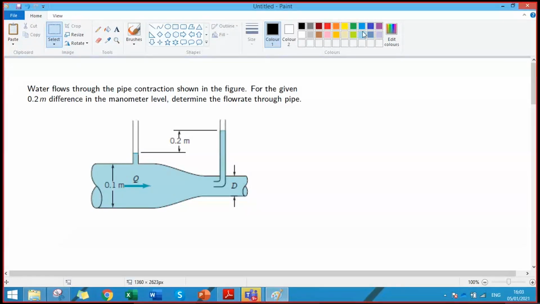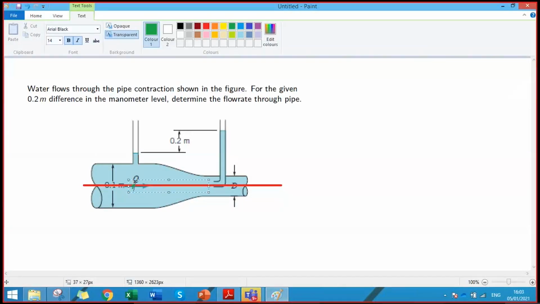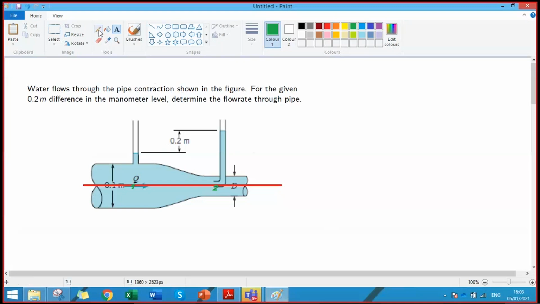So how can we solve this? Any ideas? First, we will need to define a center line, or the reference line. This is the line along which we will be considering the flow, and then we will define 2 points. Point 1 at this location and point 2 at this location. And if we write the Bernoulli equation between 2 points, what will it be?